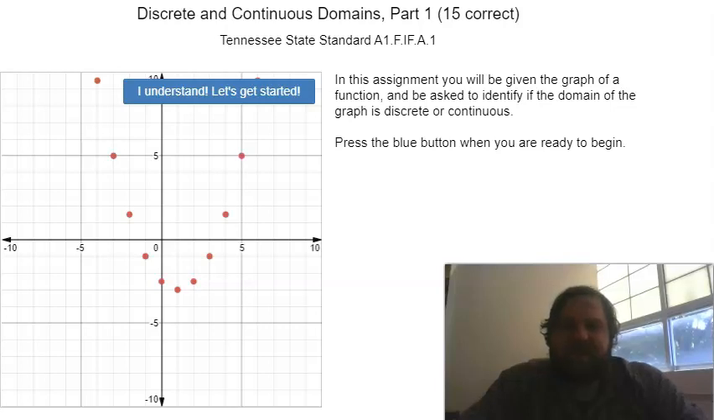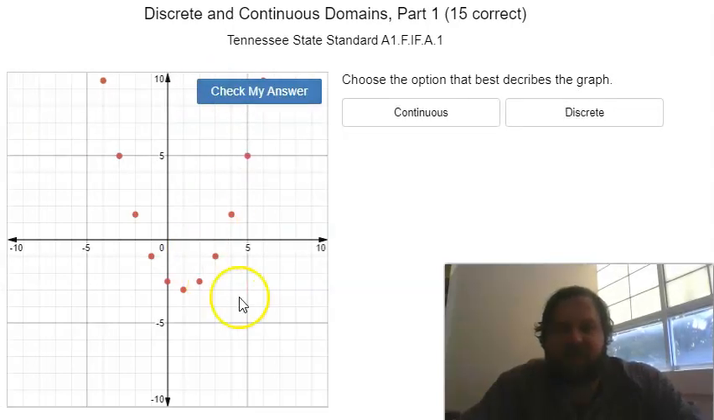So in this particular video, we're going to be looking at slides 4, 5, and 6 for the Desmos practice for Module 1, Topic 1, Lesson 2, A Sort of Sorts. And what you'll be given in this one is some sort of graph, and you'll be asked to identify whether the domain of the graph is discrete or continuous. Now, the way this is going to work is you look at the graph, and here's how you can tell.